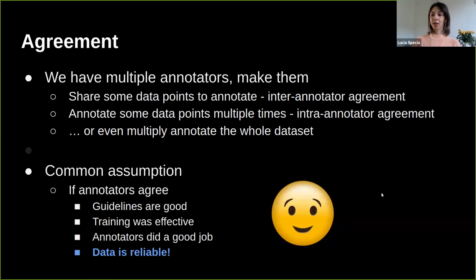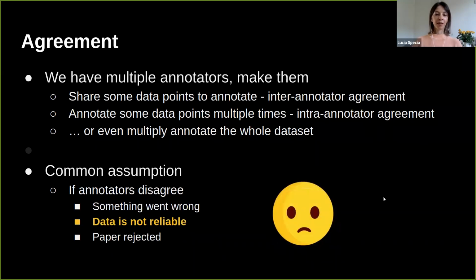So the common assumption in this case is that whichever metric of agreement we're using, if the annotators agree, we assume that the guidelines are good, that the training and the preparation we did were effective, the annotators didn't cheat, and so on, and therefore the data is reliable, and we're happy. However, if the annotators disagree, we assume that something went wrong in this process. We may not know exactly where, but something went wrong, and therefore we assume that the data is not reliable. And if we're submitting this to a conference, chances are that someone is going to pick on that and use it as a reason to reject your paper.